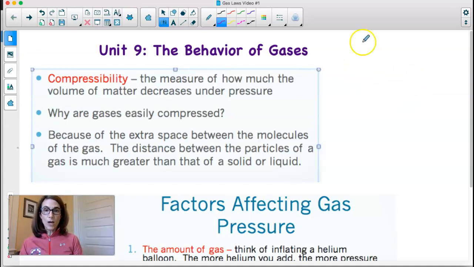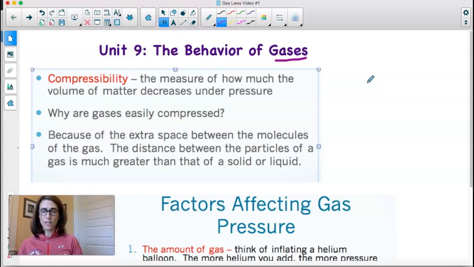So, the first thing that we want to talk about is what makes gases different than the other states of matter, solids and liquids. And the main difference is that gases are compressible. So compressibility may or may not be a word that you've heard before, but it's a measure of how much the volume of matter decreases under pressure. So you can put as much pressure as you want on a solid substance or even a liquid, and that volume isn't going to change much.